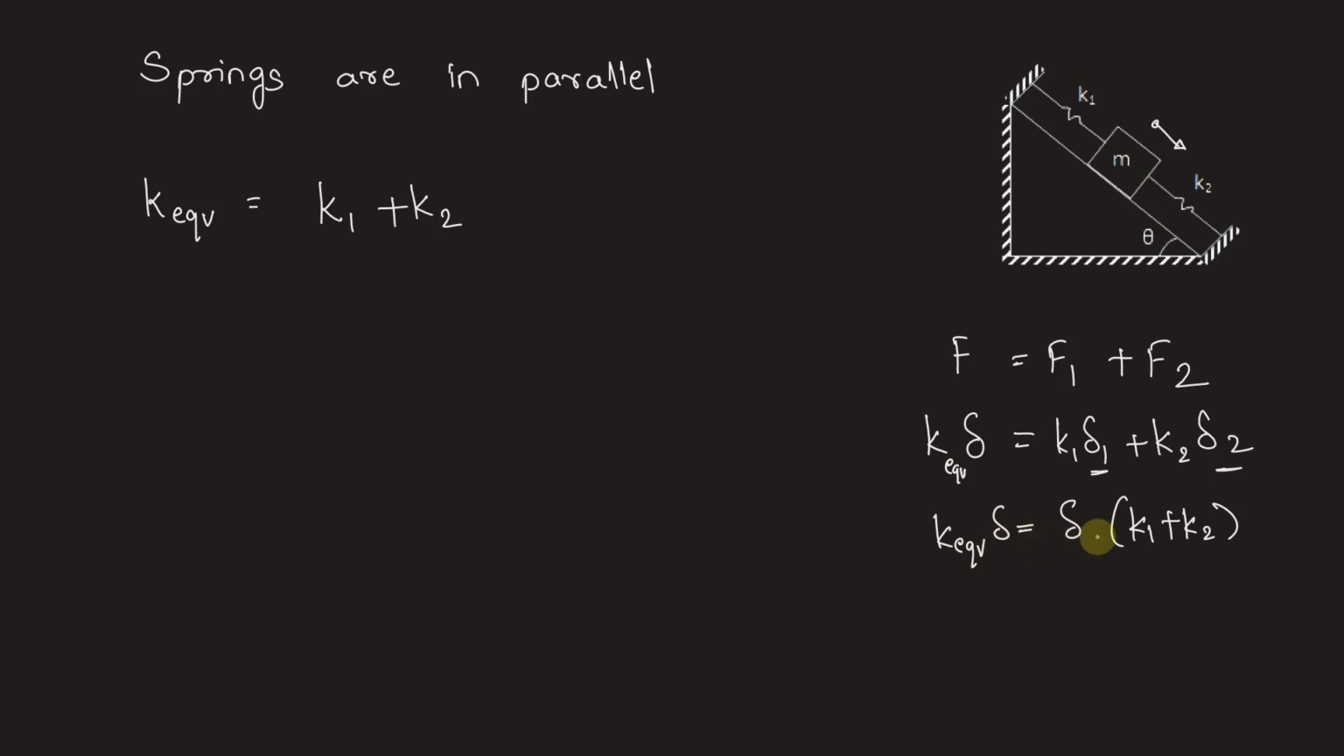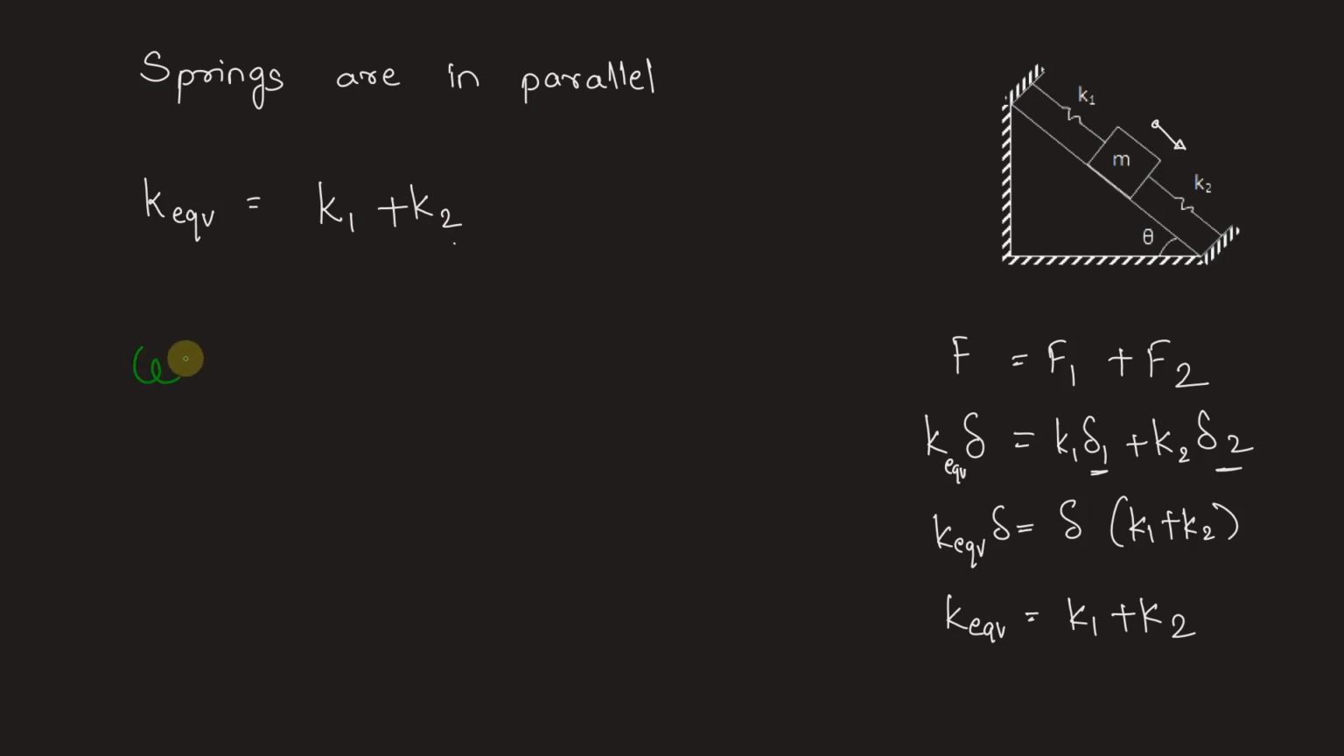So delta on both sides can be divided and give us 1. We have K equivalent is equal to K1 plus K2. And that's how we have the equivalent stiffness of a system in which springs are in parallel and there are two springs. We just wrote it as addition of the stiffness of the two springs. Let's now find out the frequency.